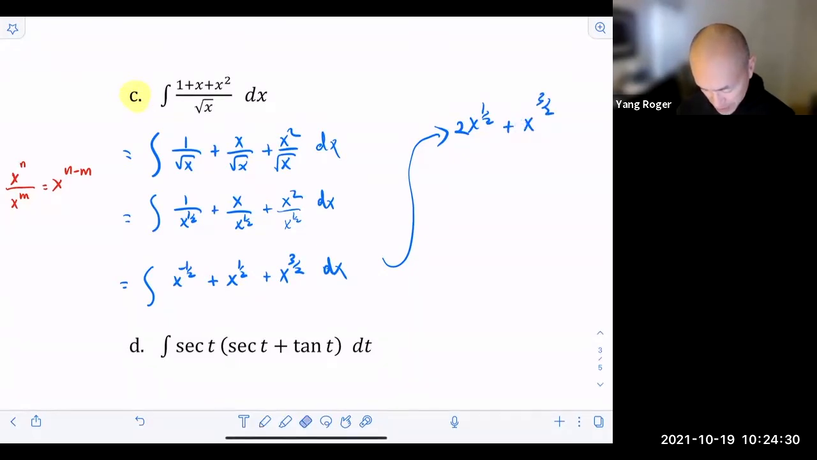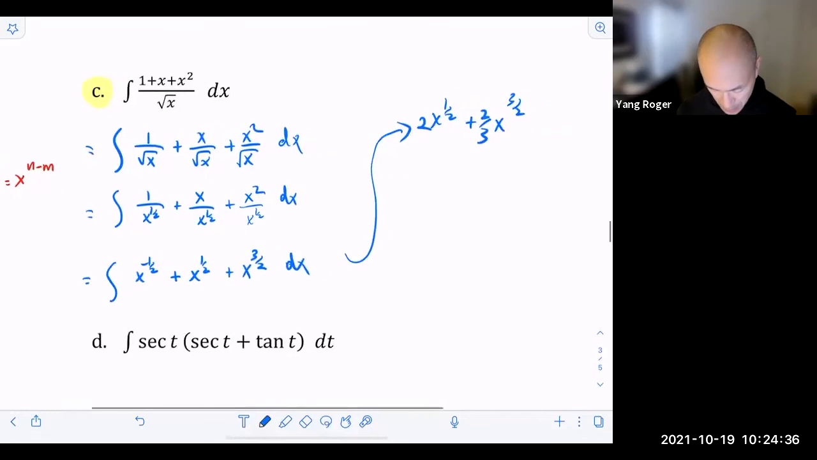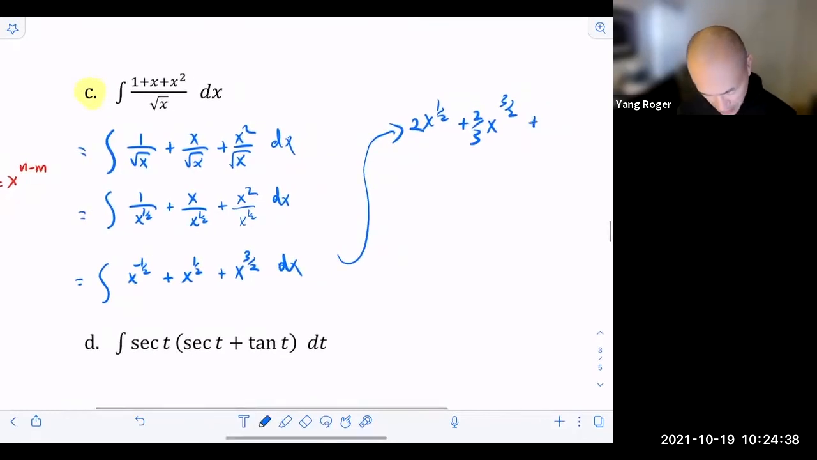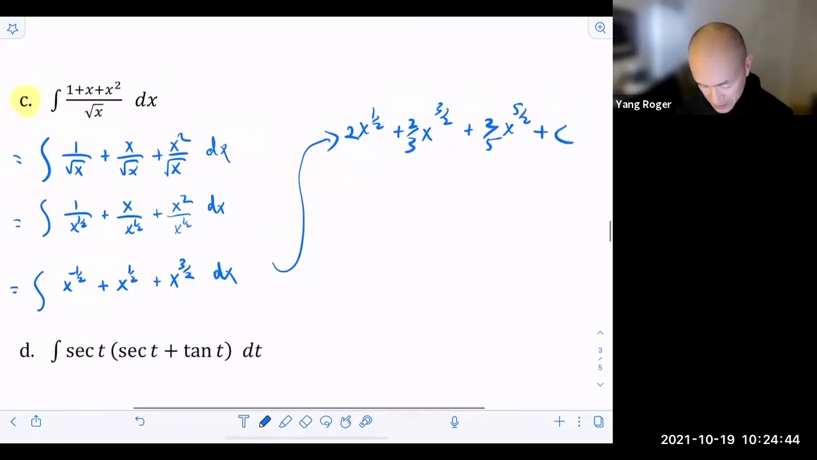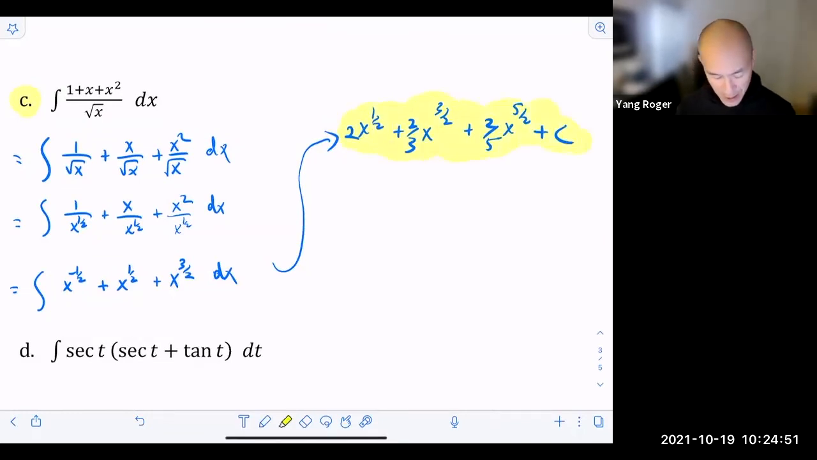That looks a little cramped. Plus x to the 5/2 times 2/5. Don't forget the plus c. Okay, so this is how we do this one. Are there any questions about this?